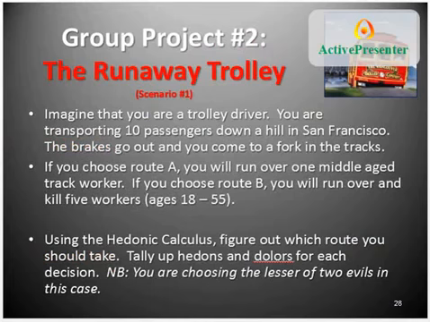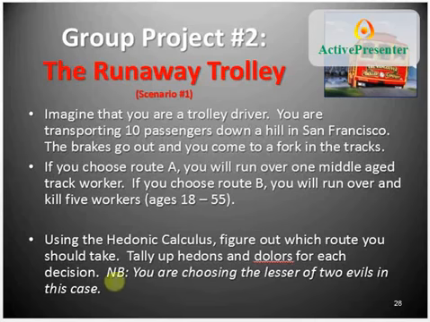Well, let's talk about this. This will help. Imagine that you are a trolley driver. You're transporting 10 passengers down a hill in San Francisco. The brakes go out and you come to a fork in the tracks. If you choose Route A, you'll run over one middle-aged track worker. If you choose Route B, you'll run over and kill 5 workers, ages 18 to 55. Using the hedonic calculus, figure out which route you should take. Tally up the hedons and dolors for each decision.